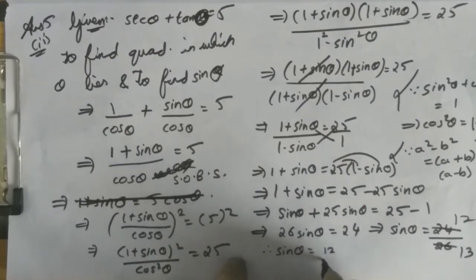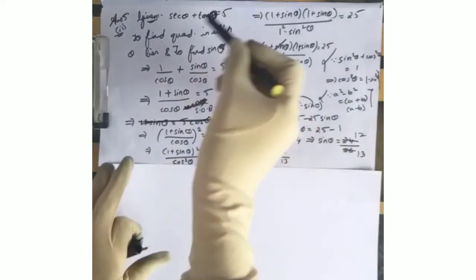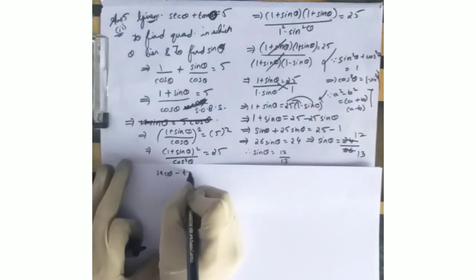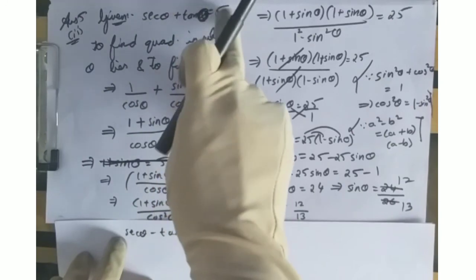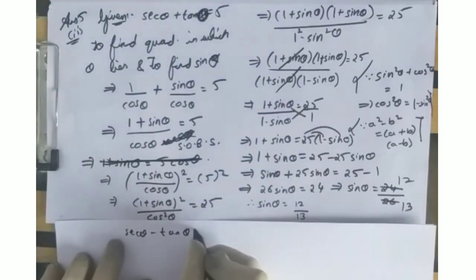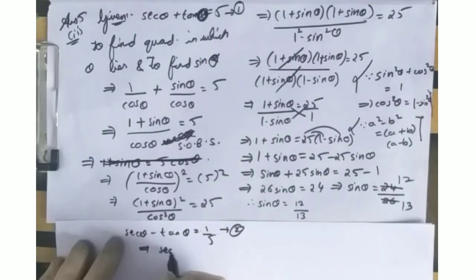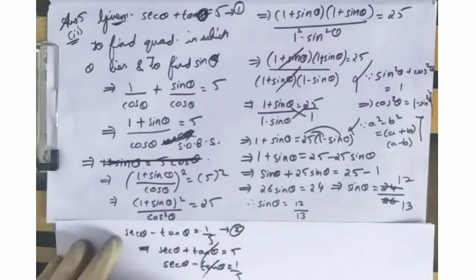In which quadrant sin is positive? See, you have secant theta plus tan theta is 5, right? So you can easily find out secant theta minus tan theta. See, remember, whenever secant theta plus tan theta is 5, secant theta minus tan theta will be 1 by 5. So simply add first equation and second equation. What will you get? Secant theta plus tan theta is equal to 5. Secant theta minus tan theta is equal to 1 by 5.